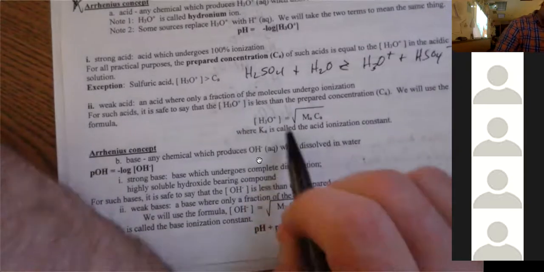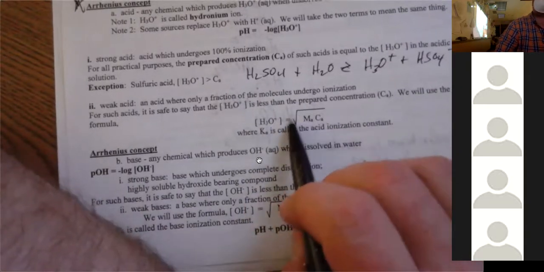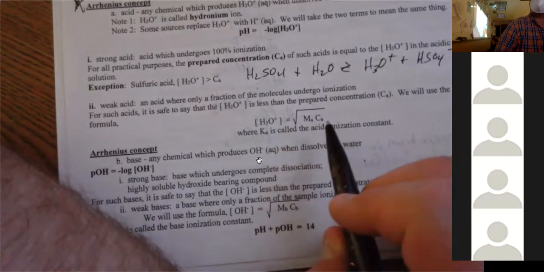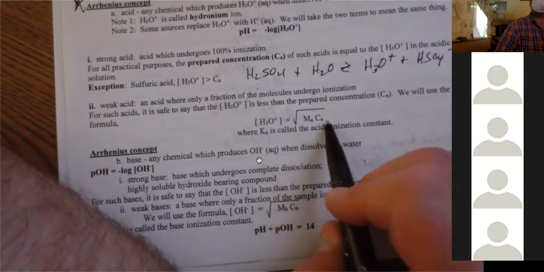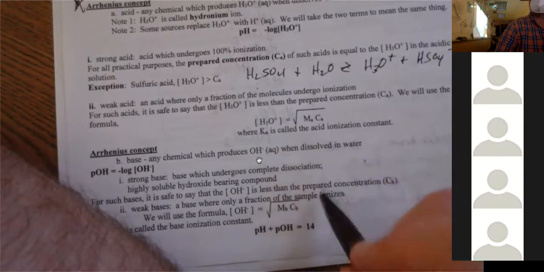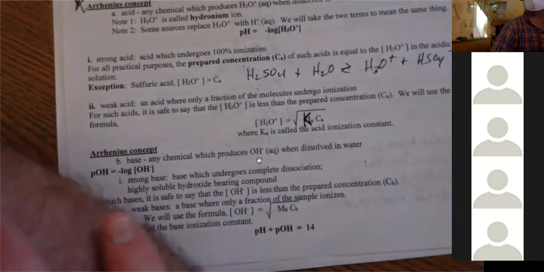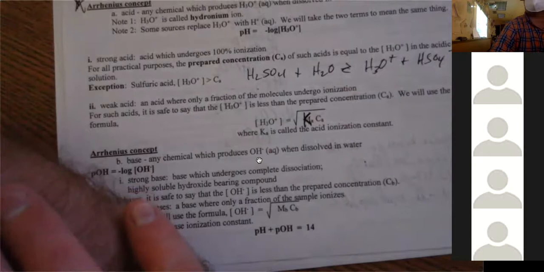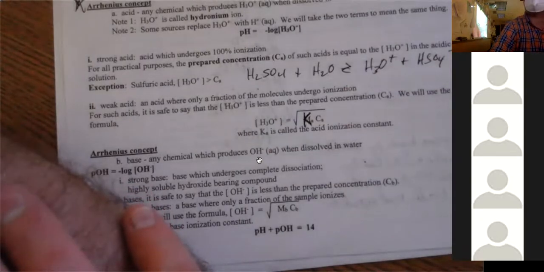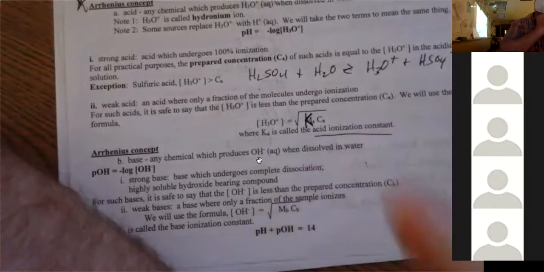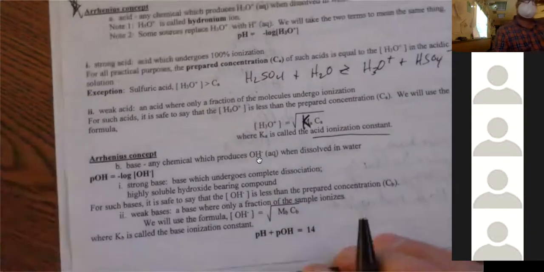So the weak acid, we have to do this right here. We take the square root of the molarity of the acid times the concentration of the acid. That's not right. Let's do this. This seems to be changed to Ka. So the square root of Ka times Ca, the concentration of the acid. And Ka is known as the acid ionization constant. That's something that would be given to you.